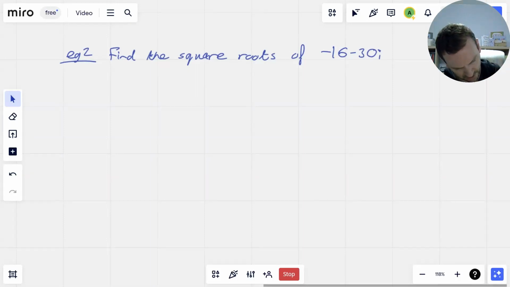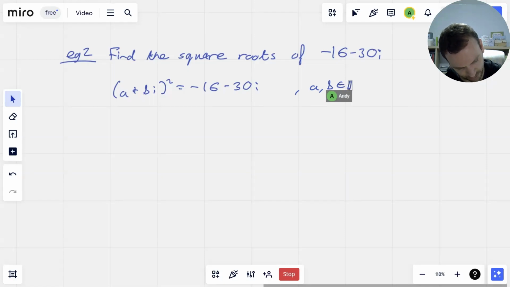So what we want to say is we're going to hope that we can find a number, a plus bi, such that when we square it, we get negative 16 subtract 30i. And in this case, we want a and b to be real numbers. We can either just state a and b are real numbers, or we can use set notation where we're saying a and b belong to the set of real numbers. So this symbol R is representing the set of real numbers.